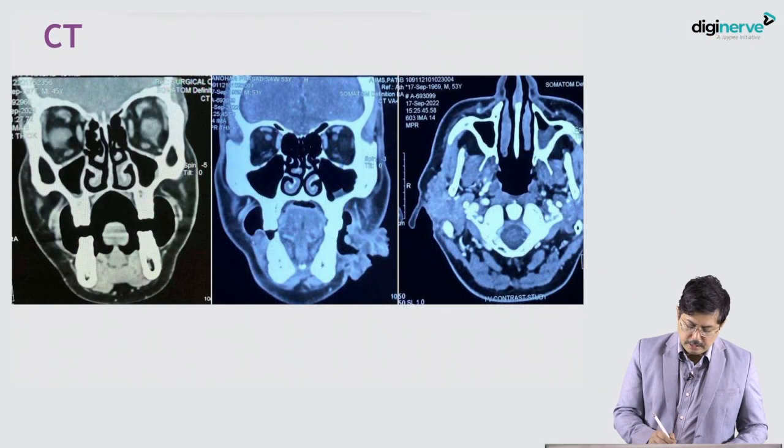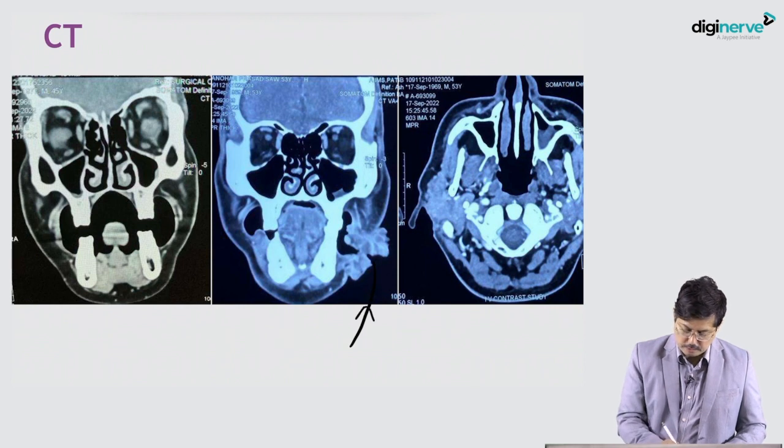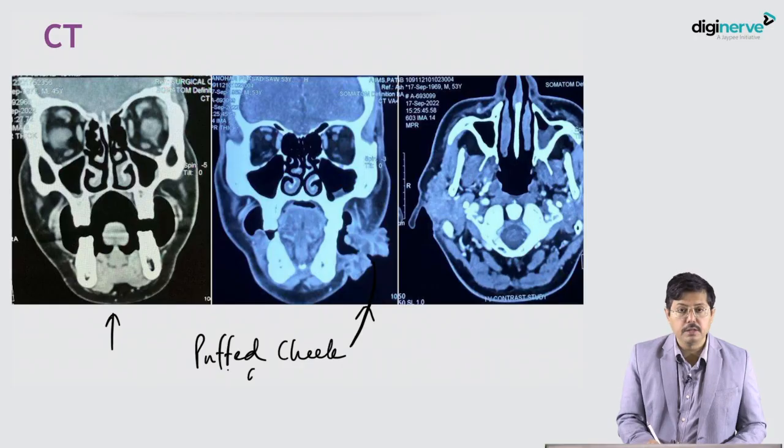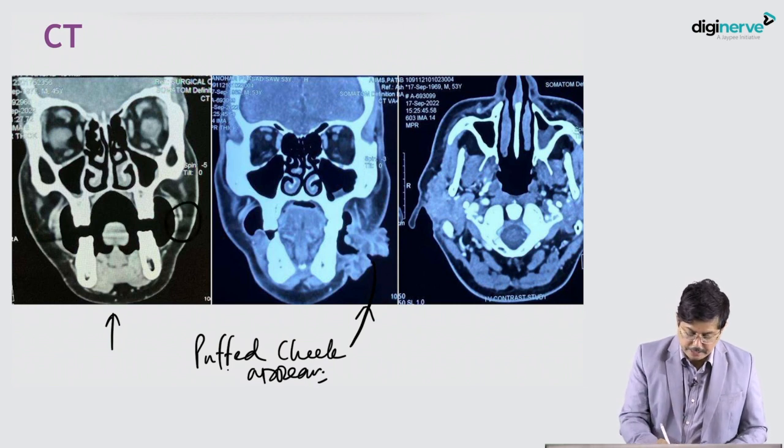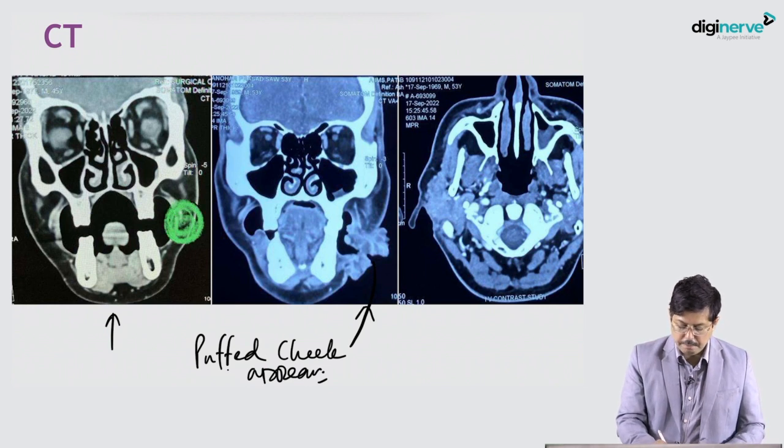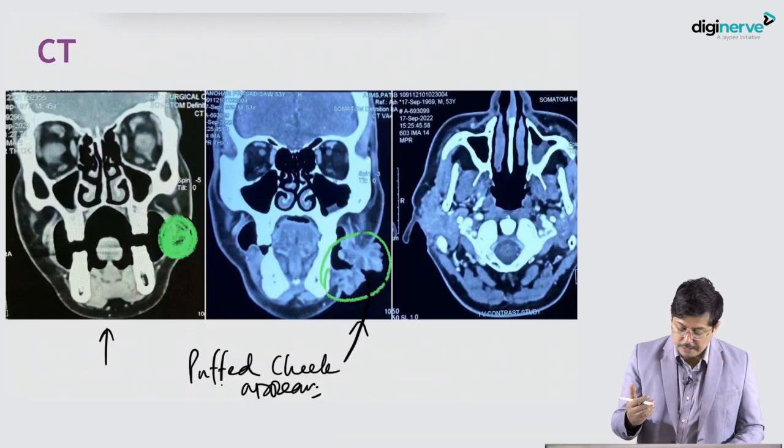About CT, it becomes important to understand this picture. These are called the puffed cheek appearance in the patients. This puffed cheek appearance is a new technique of delineating cancers, particularly in the buccal mucosa, and makes the margins of the disease easier for the surgeon to delineate and plan the surgeries.